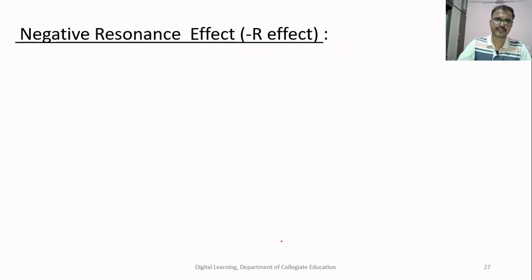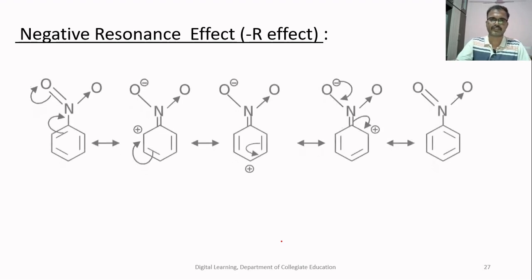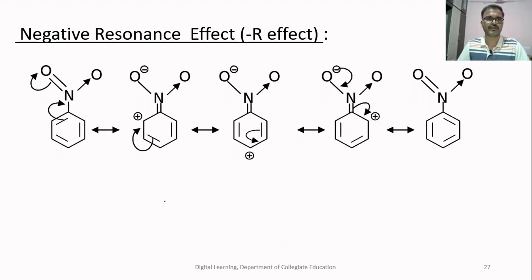Now let us consider the negative resonance effect, which is indicated by minus R effect. Let us take the example of nitrobenzene. Here the NO2 group is attached to the benzene ring. Look at the movement of electrons. The electrons are moving towards the group attached to the conjugated system, and it gets stabilized through resonance. This effect is called negative resonance effect.